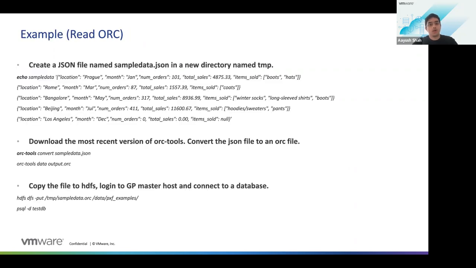Let's go over an example to understand this better. So here, as an example, we create a JSON file named sampledata.json in a new directory named temp. So this includes columns like location, month, number of orders, total sales, and items sold. We then download the most recent version of ORC tools, which will help us convert the JSON file to an ORC file. Once we complete that step, we copy the file to HDFS, log in to the Greenplum master host, and connect to a database. Here, our database is called TestDB.